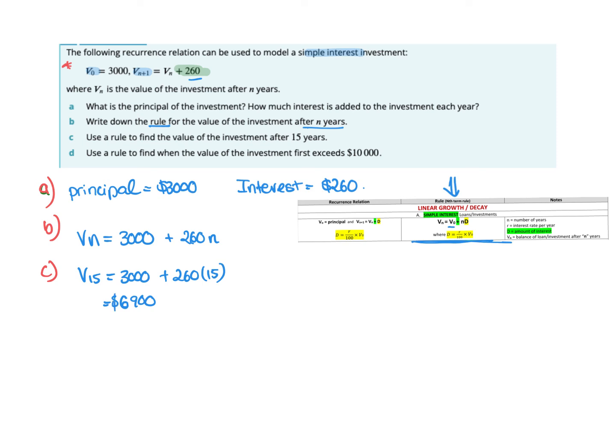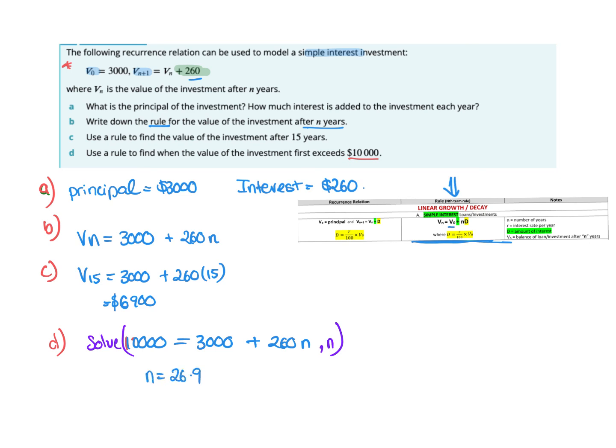And then the last question is saying, use the rule to find when the value of the investment equals 10,000. So this is a case where you let the nth term be 10,000. So what I'm saying is that 10,000 equals the nth term, which I know is 3,000 plus 260n, and n's my question. So I'm just going to pop solve in here and comma n, and that's going to tell me at what time that happens.